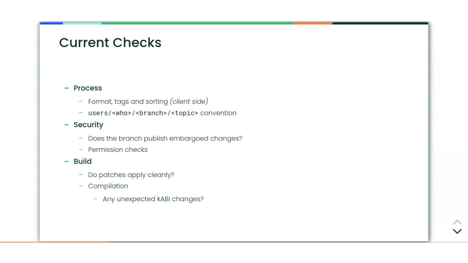So we have some checks focused on the formal process that's used, so making sure that everything's formatted correctly, that we have things like the upstream commit tags, that it's reviewed by someone within SUSE, that it comes in via this user namespace. There are some security checks too, so making sure that it doesn't publish any embargoed changes, some permissions checks, and there's also some functionality there to make sure that the patches apply and that the kernel builds, and also that we don't have any unexpected kernel ABI changes, which is important for our SLE branches at least.